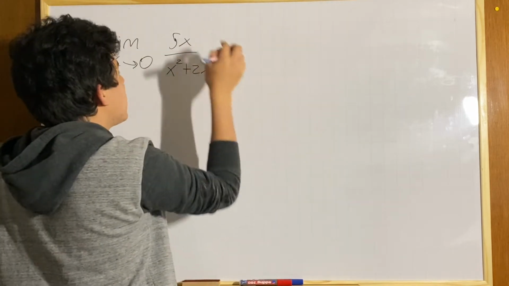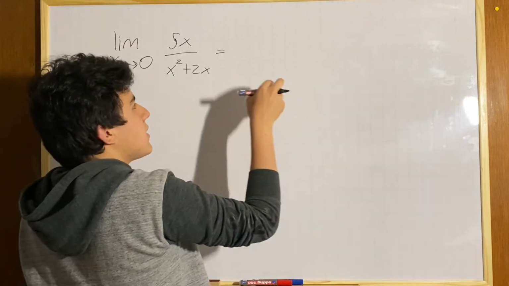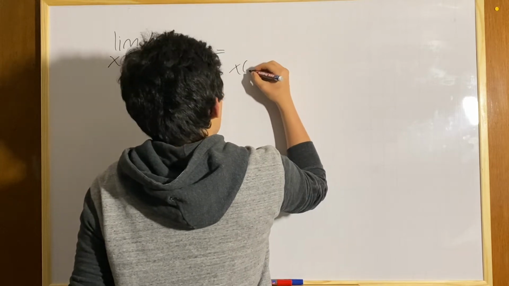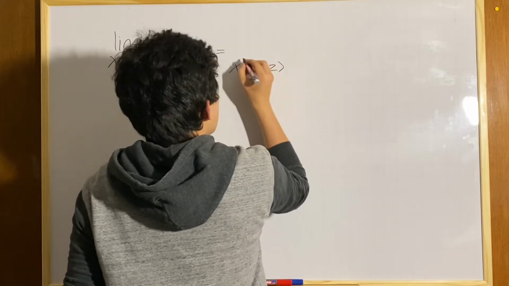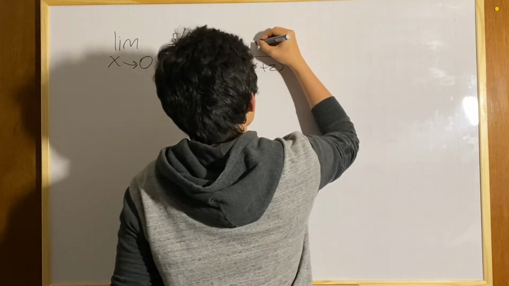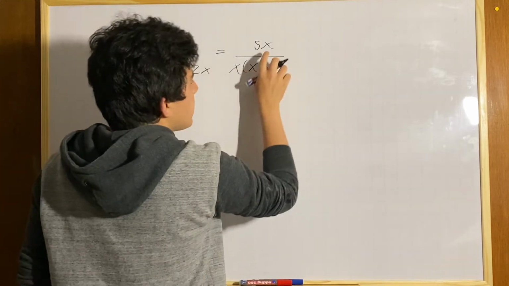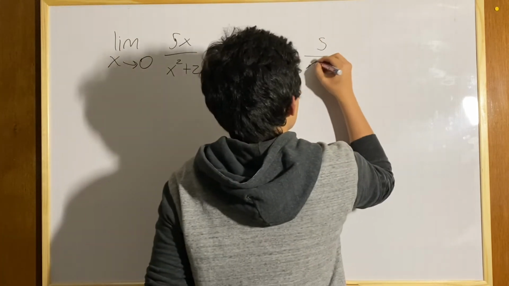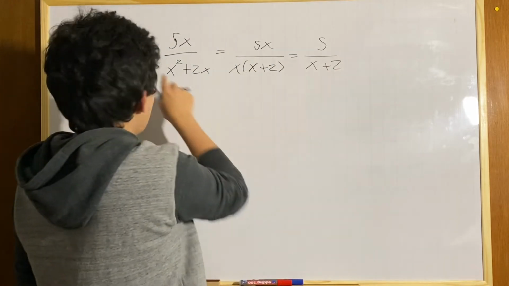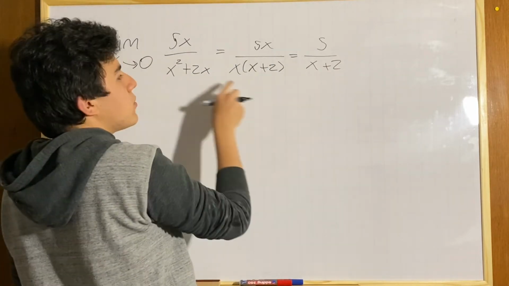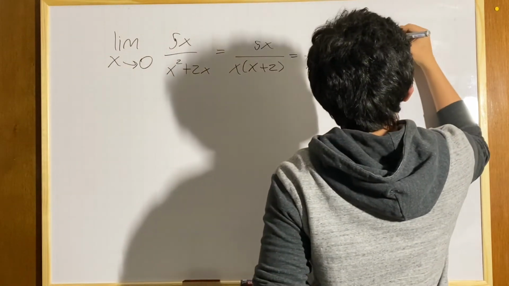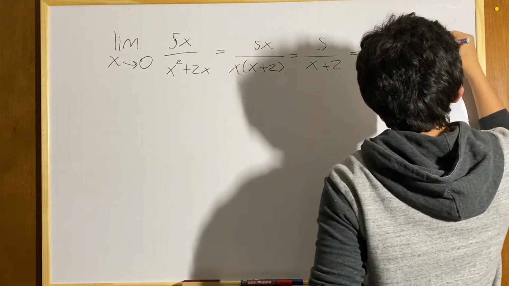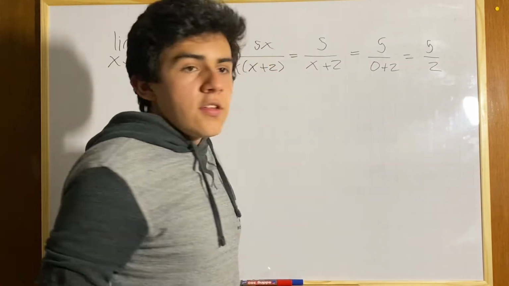We can't do anything else up here, but what we can do here is take the greatest factor, that would be x. So we take x times x plus 2 over 5x. Now this x cancels out, and you would get that this is equal to 5 over x plus 2. And now we can plug in 0 in this equation. This would be simply 5 over 0 plus 2, which is equal to 5 over 2. This is our first problem.